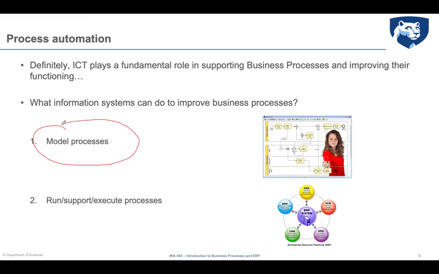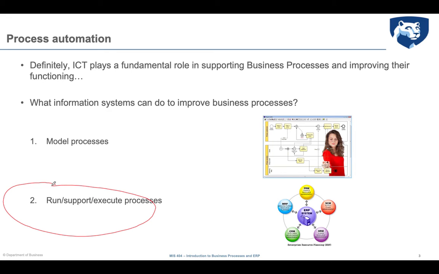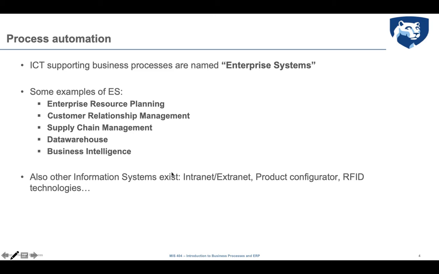Second, they can support the actual execution of the process by simulating the workflow and by supporting the execution of some activities. Of course, from now on, the course will be focused on this second aspect, since we already dealt with the first. The second part of the course will be focused on how ICT can support the execution of business processes. In particular, the overall set of ICT supporting business processes is called enterprise systems.